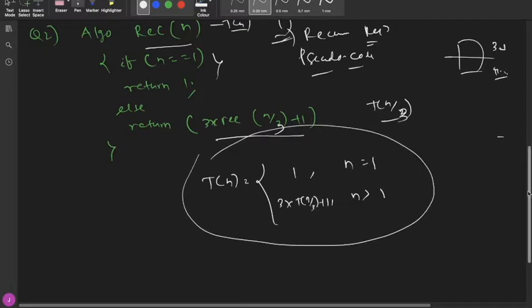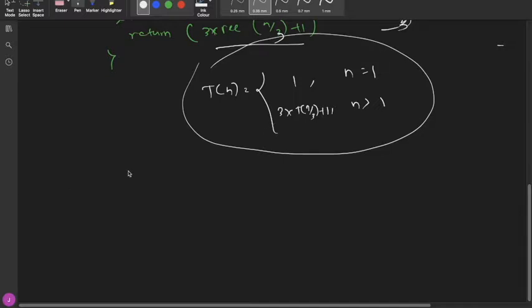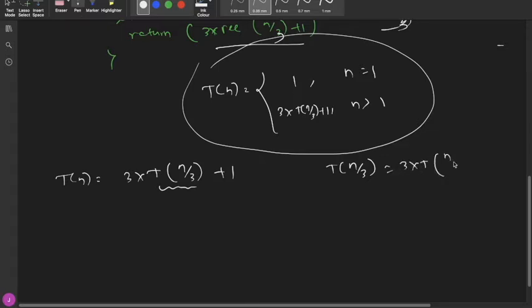From this, we have to find out the time complexity. So now it is easy for us to substitute. We have the relation when n is greater than or equal to 1: 3 into T(n/3) plus 1. Now our job is to substitute this term. T(n/3): how much will we get by replacing n with n/3? We will get 3 into T(n/3) plus 1, because if it is n, then it is n/3.